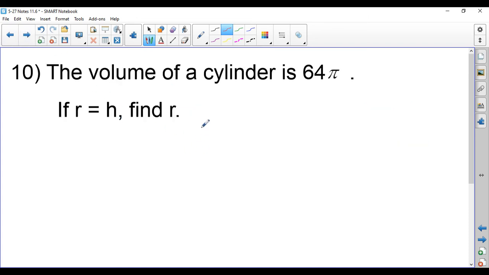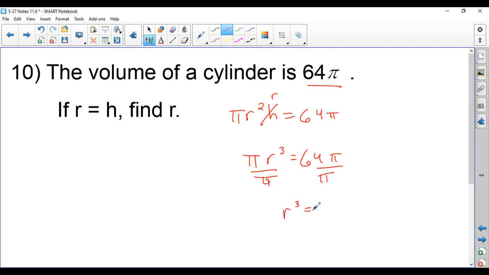Last example, we have a cylinder whose volume is 64 pi, and the radius is equal to the height. We want to find the radius. So our formula for volume is pi r squared h, and in this case, that's equal to 64 pi. The radius is equal to the height, so we can substitute radius for height. So on this side of the equation, I now have pi times r cubed equals 64 pi. Divide both sides by pi, and I get r cubed equals 64.